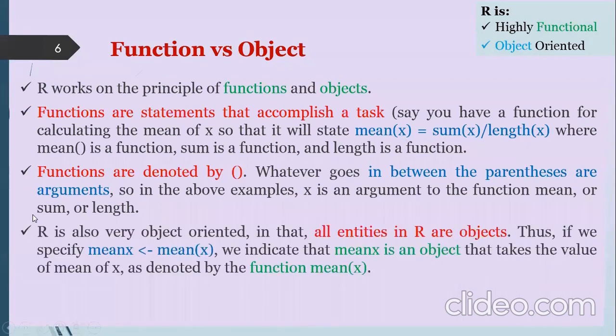And R is very object oriented as well. So all entities in R are objects, and we name things. For instance, if this is a function, we name it like mean of X is equal to mean of this. Now this is a function. This is not a function. This is just a name. So we make it equivalent to the function of X. And so every time we call mean of X, it will calculate the mean of X.